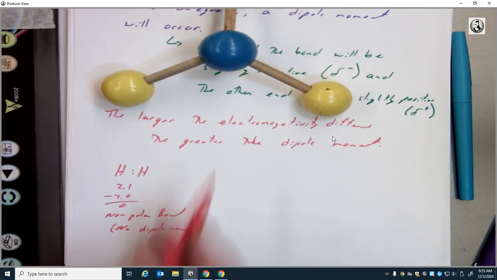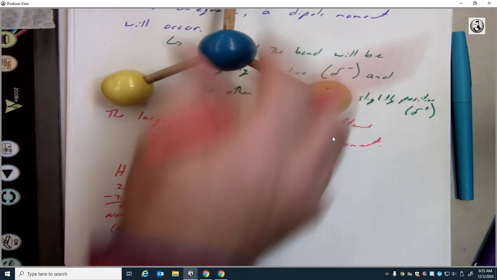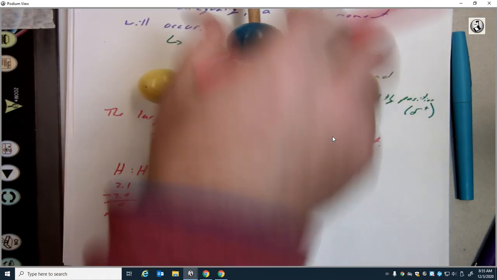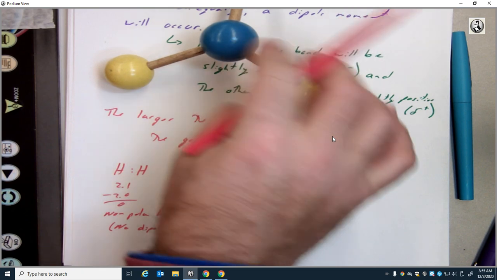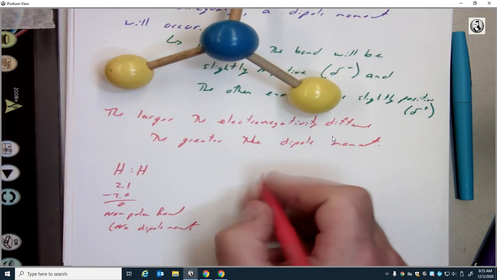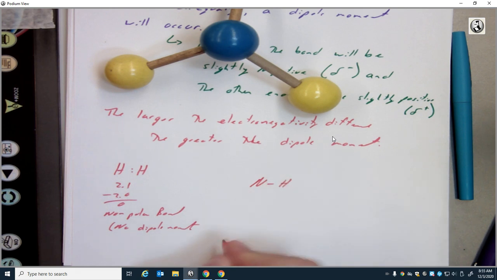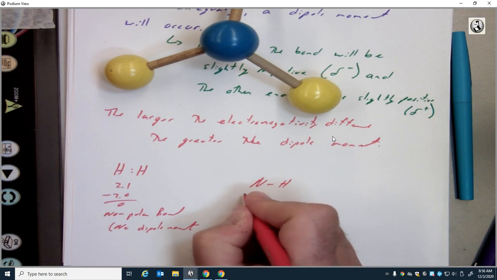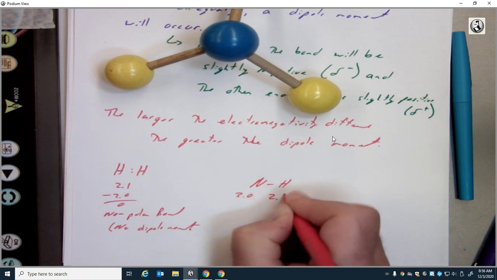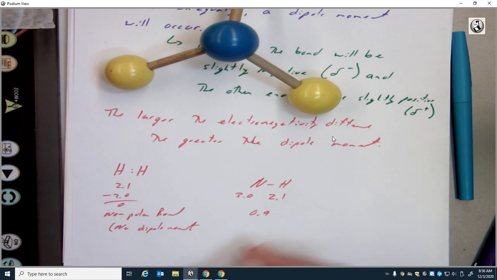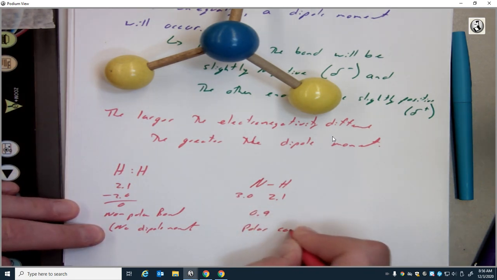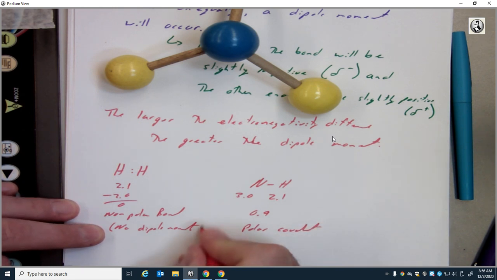Half the time they're over here, half the time they're over here, so we get this equal bond. Well, what if we look at the bond in ammonia? Now we're talking about this bond specifically, between two of the atoms. In the N-H bond, again, it's a single pair of electrons. If we look up electronegativities, nitrogen is 3.0, hydrogen is 2.1, so we get a 0.9 difference. So this is a polar covalent bond. In other words, we are going to have dipole moments.